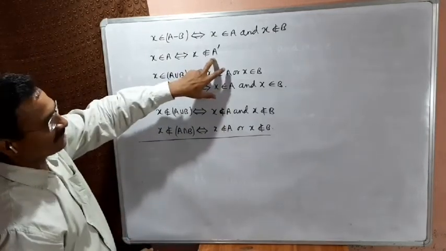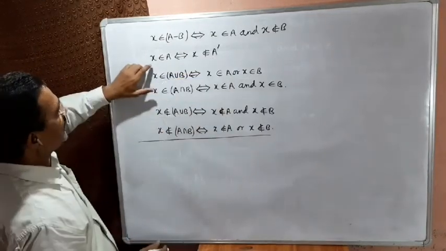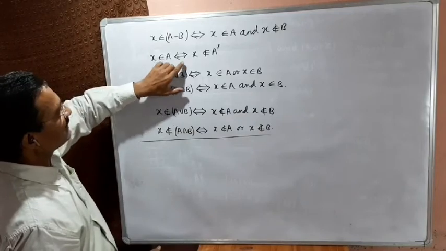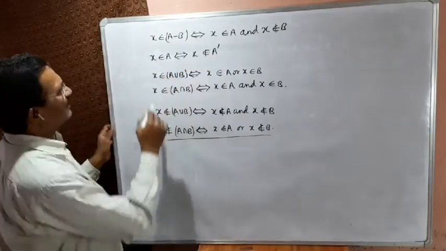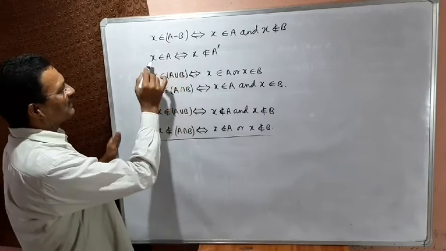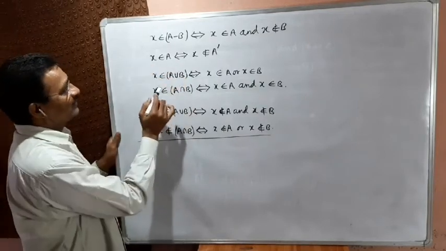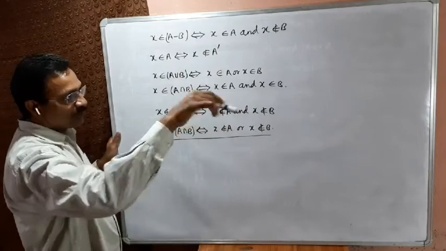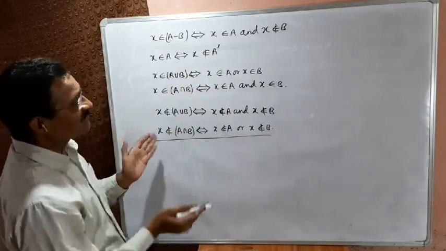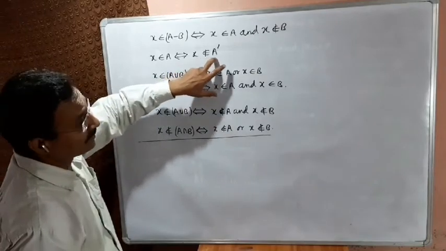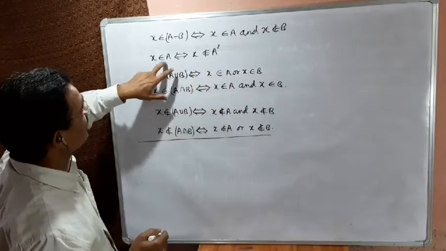Similarly, complementation, we have read about this. x belongs to A implies x does not belong to A complement. We can understand, if x lies in A, then A complement excludes all the elements of A. Therefore, x will not lie in A complement. And vice versa, if x does not belong to A complement, it means certainly that x will lie in A.